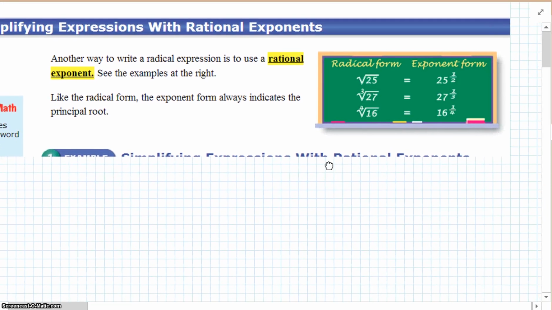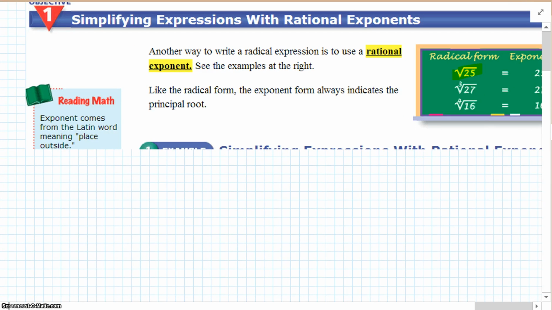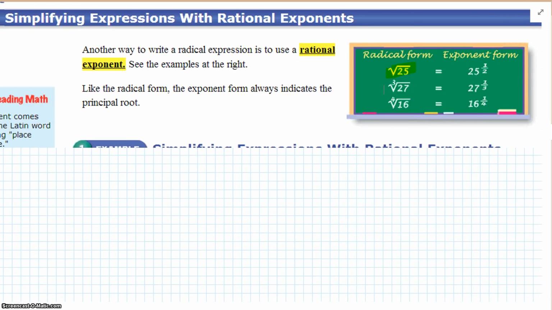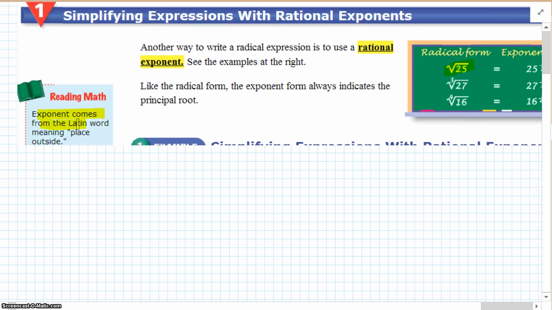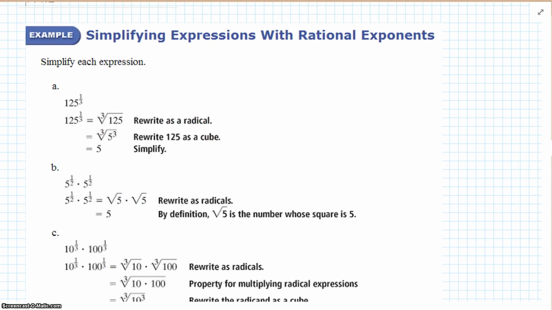So, another way to write a radical expression is to use the rational exponent. So check out. The square root of 25 can be written as 25 to the 1/2 power. The cube root of 27 can be written as 27 to the 1/3 power. The fourth root of 16 can be written as 16 to the 1/4 power. Okay, a little trivia. Exponent comes from the Latin word meaning place outside. So, let's just get busy.